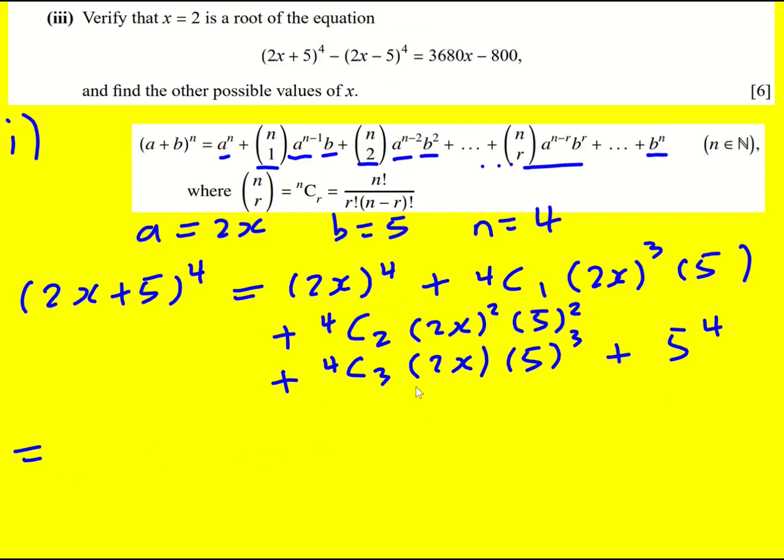Okay, now you can use your calculator as much as you want or as little as you want for this next bit. Sometimes it's actually good to do things in your head. Like 2 to the 4 is just 2 times 2, 4 times 2, 8 times 2, 16. So 16x to the 4. Remember, you raise 2 to the power 4 and the x to the power 4. Really important, don't just write 2x to the 4.